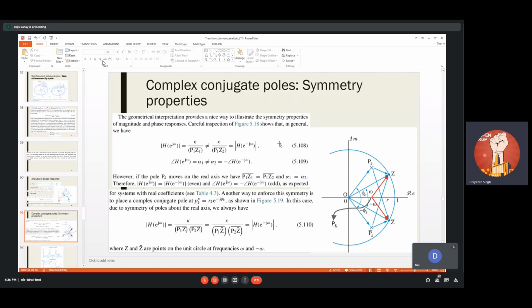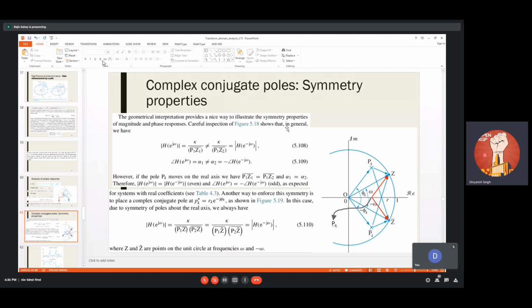Then how do you think about symmetry properties? You have studied that for real signals the DTFT shows some symmetry property. That means the magnitude response will be an even function of omega and the phase response will be an odd function of omega. So let us try to show, geometrically, whether that happens or not. We can use this geometrical interpretation to illustrate the symmetry properties of magnitude and phase responses.